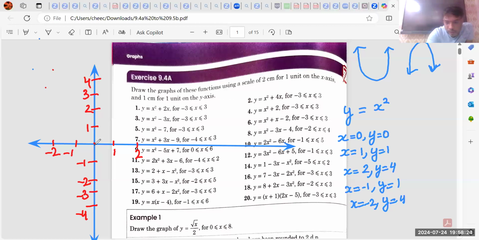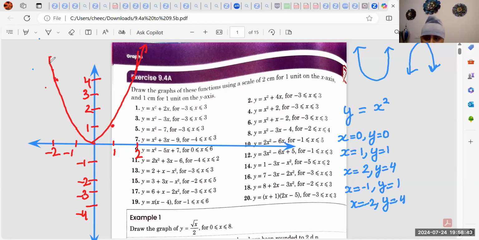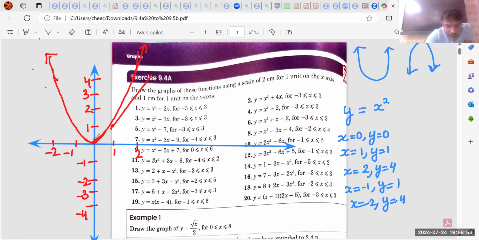So first point is 0 comma 0, then it is 1 comma 1, then it is 2 comma 4. So here it is minus 1 comma 1 and minus 2 comma 4. So your graph will be like this. Do you agree? So do we agree, guys? So make sure when you draw a graph, there shouldn't be any straight lines. The edges should be smooth.